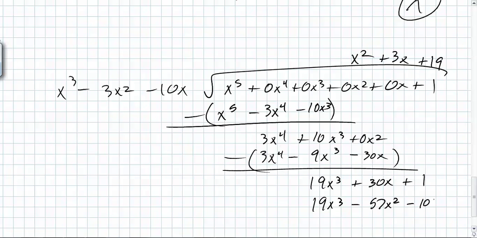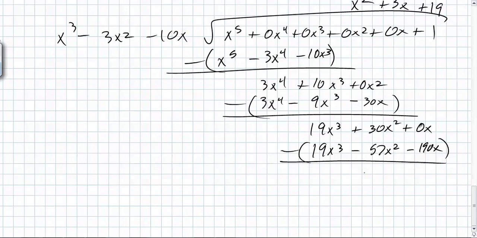Minus 190x. Oh wait, hold on. That's a squared right there. Sorry, plus 0x. Sorry, I did it too early. Sorry. 190x. Yeah, I know. I'm sorry. Subtract right there.